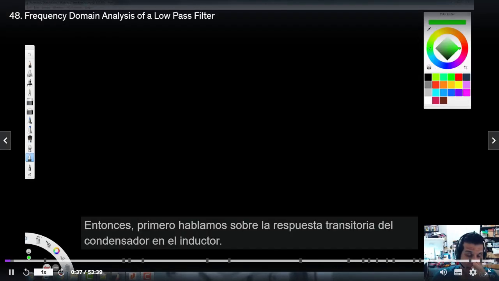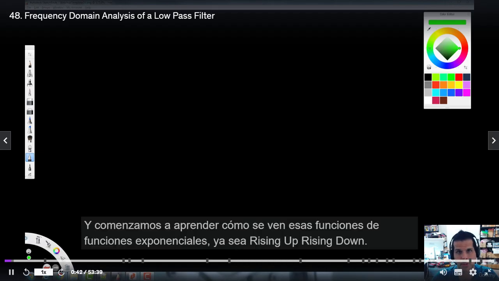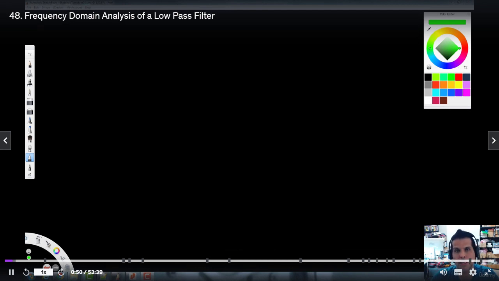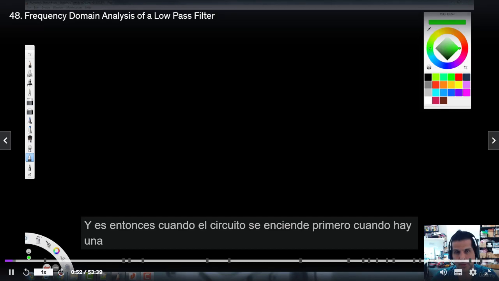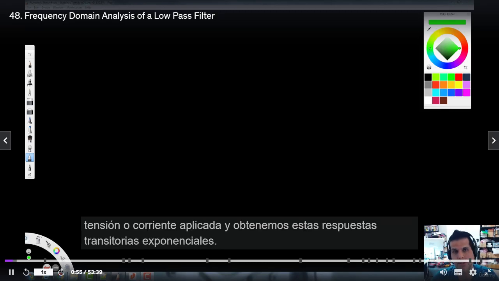So if you recall, just a quick brush up here. First we talked about the transient response of the capacitor and the inductor, right? And we started to learn how those look like exponential functions, either rising up or rising down, right? And that's when the circuit is powered up first, right? When there's a voltage or a current applied, then we get these exponential transient responses.